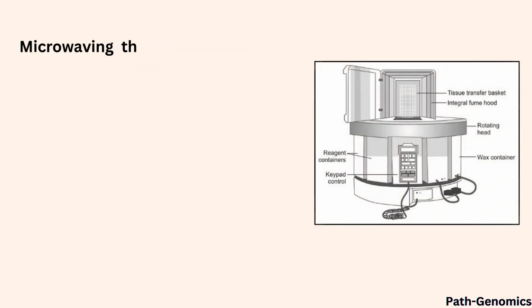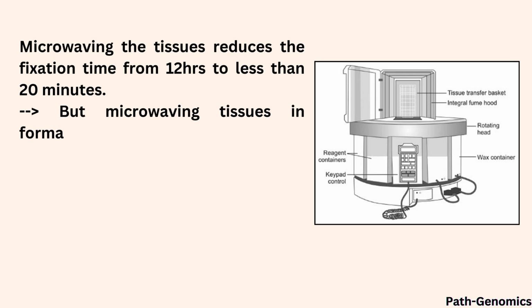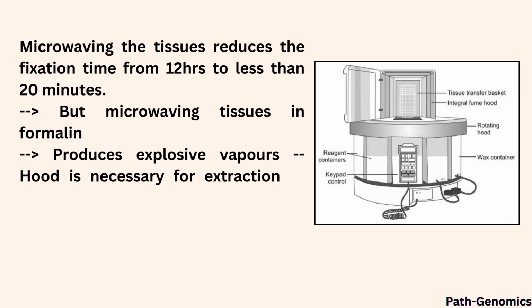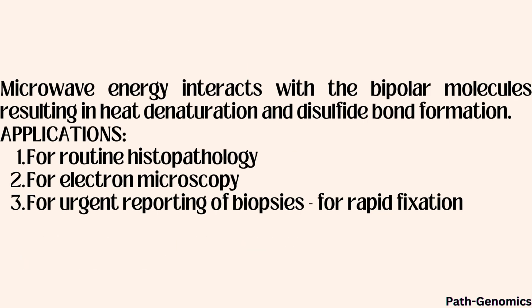Microwaving the tissues reduces the fixation time from 12 hours to less than 20 minutes, but microwaving tissues in formalin produces explosive vapors, hence, a hood is necessary for extraction of the vapors. Instead of formalin-based fixatives, glyoxal-based fixatives can be used for microwave fixation. Microwave energy interacts with the bipolar molecules, resulting in heat denaturation and disulfide bond formation. It is used for routine histopathology, for electron microscopy, for urgent reporting of biopsies, for rapid fixation.